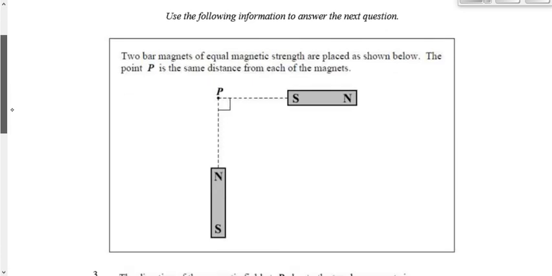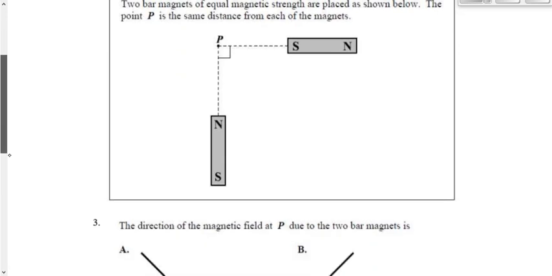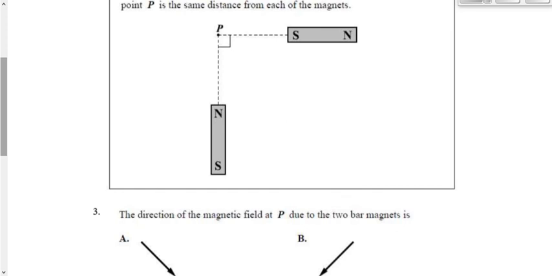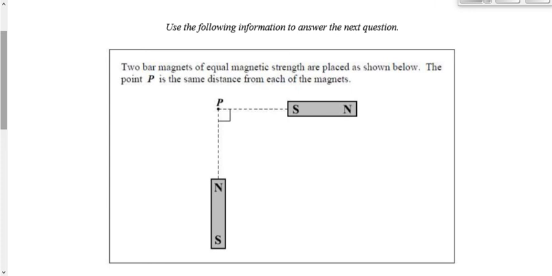Question 3. Two bar magnets of equal magnetic strength are placed as shown below. The point P is the same distance from each of the magnets. We want to know, in question number 3, the direction of the magnetic field at point P due to the two bar magnets. What I want you to do is treat each of these as separate bar magnets, treat them independently of one another, pretend that this one's not here for a moment, and let's say that the magnetic field at point P due to the one on the bottom goes this way, away from the north.